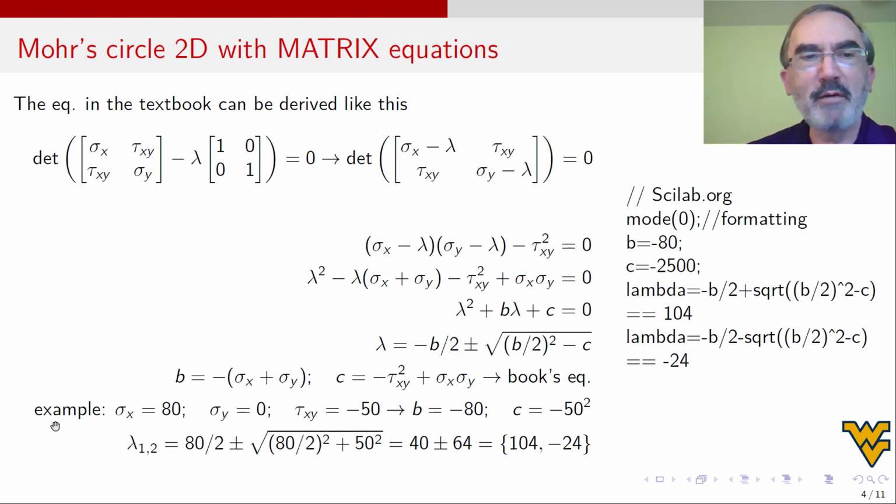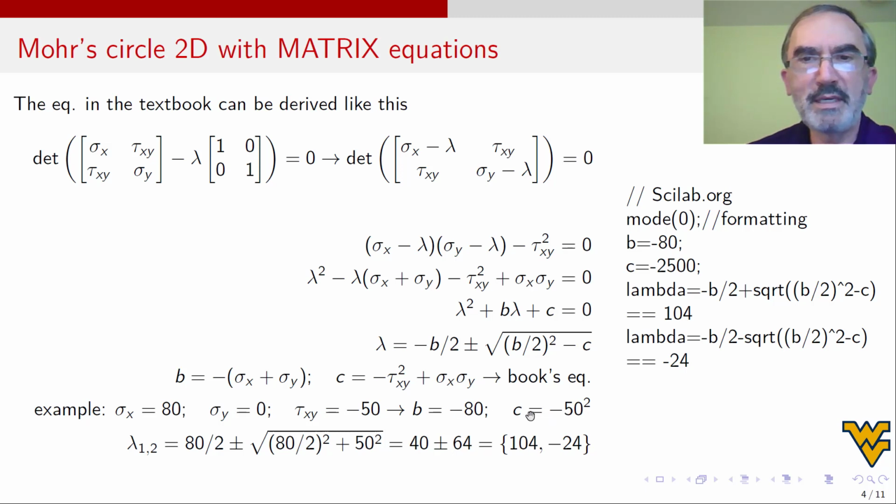All right, so then we use our example, sigma x 80, sigma y 0, tau xy minus 50. We calculate b. B is minus sigma x plus sigma y, so this is 80, so b is minus 80. And c is all the stuff, but sigma y is 0, so it's just this, so minus 50 squared. Now the tau is minus 50, square will be 50, but there is a minus in front, so I have to put the minus, all right? So I got it there.